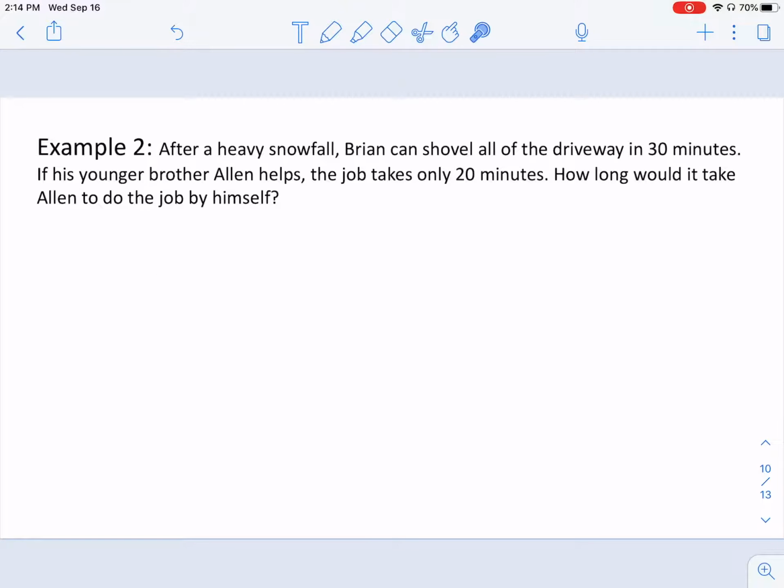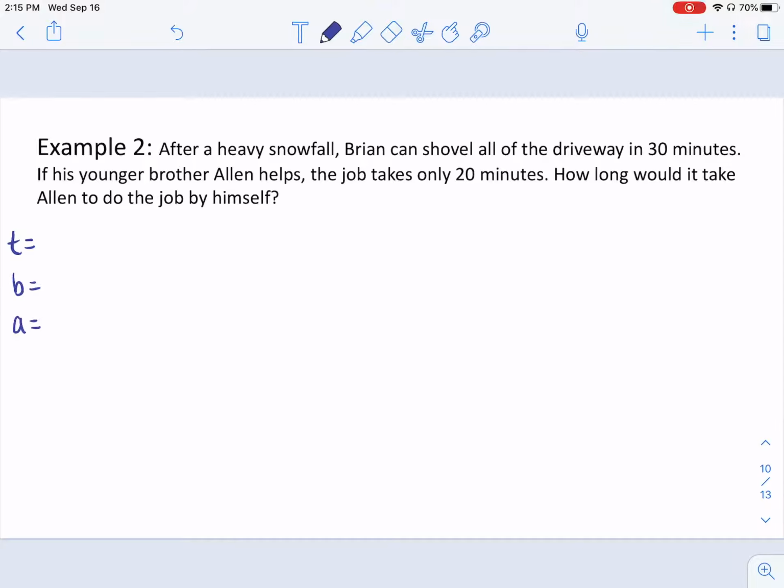After a heavy snowfall, Brian can shovel all of the driveway in 30 minutes. If his younger brother, Alan, helps, the job takes only 20 minutes. How long would it take Alan to do the job by himself? So the first thing we want to do again is define those variables. So I'm going to have together, I'm going to have Brian, I'm going to have Alan.